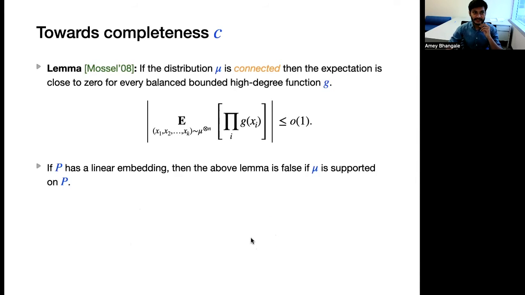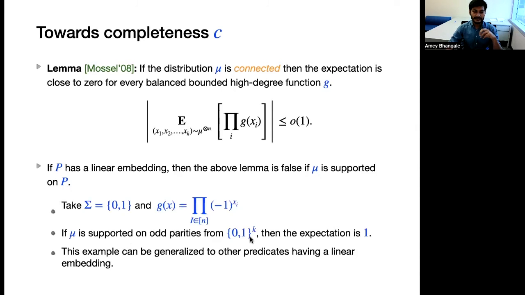Now, if P has a linear embedding, then the above statement is clearly false. And here is a small example. Here you can take the domain to be {0,1}, and G to be the parity function on n variables. Now, if n is large, then G is indeed a high degree function.